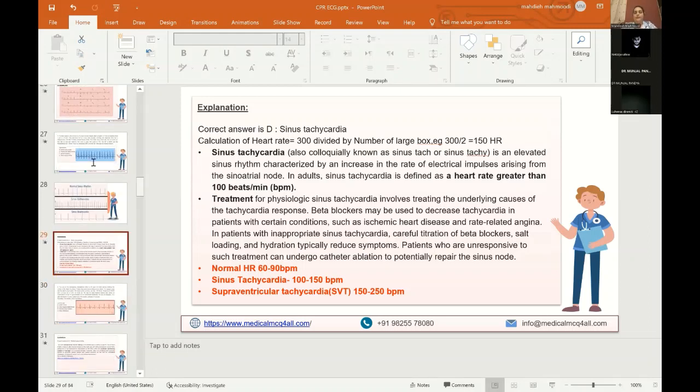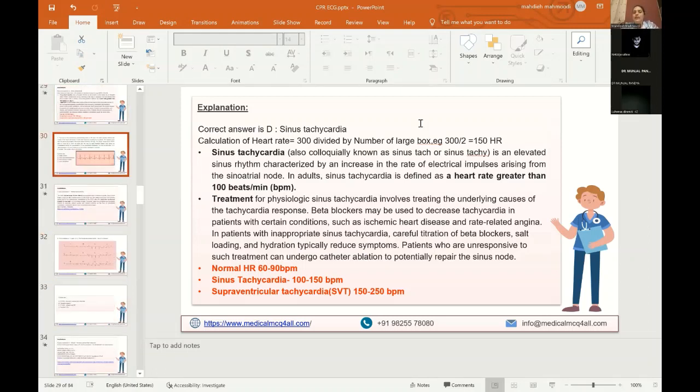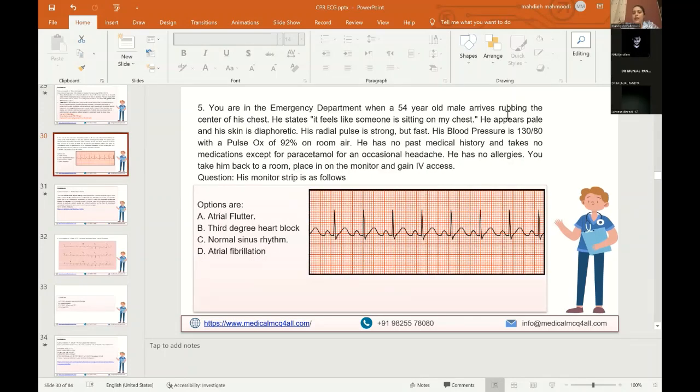Okay, next question. You are in the emergency department when a 54-year-old man arrives rubbing the center of his chest. He states, "It feels like someone is sitting on my chest." His radial pulse is strong but fast. His blood pressure is 130/80 with a pulse oximeter of 92% on room air. He has no past medical history and takes no medication except for paracetamol for an occasional headache. He has no allergies. You take him back to a room, place on the monitor, and gain IV access.